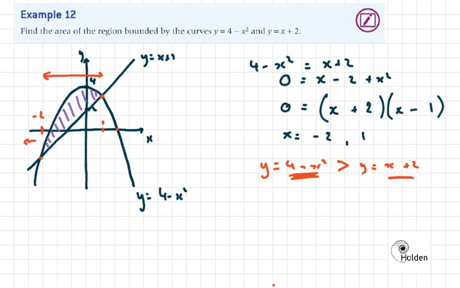So really, what the question is asking now is the integral between negative 2 and 1 of 4 minus x squared minus x plus 2, with respect to x. Let's just put it like that. That's essentially what the question is now asking. We've got some GCSE skills there to find that value, but now we need to subtract the lower function away from the upper function.